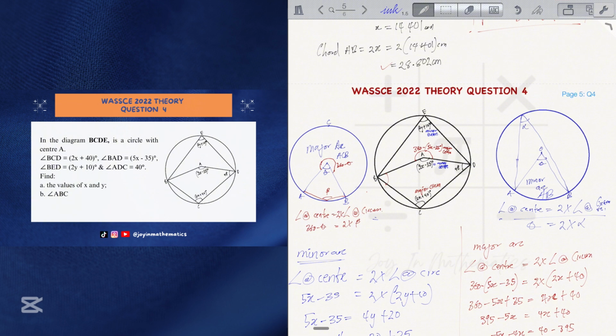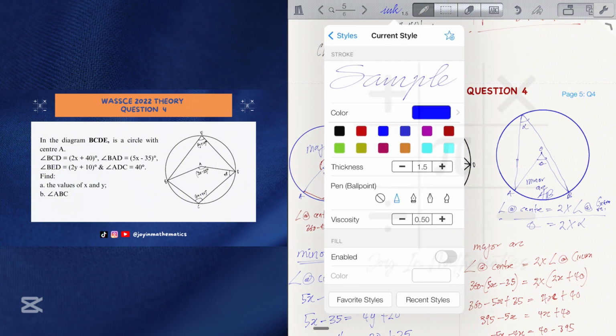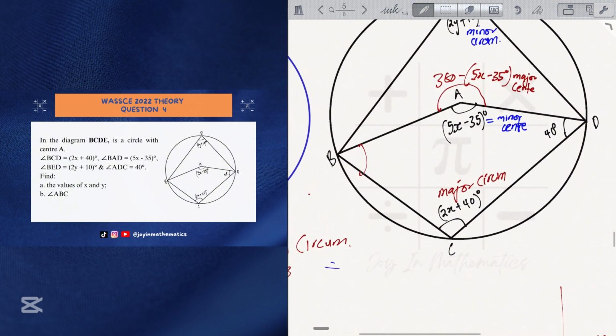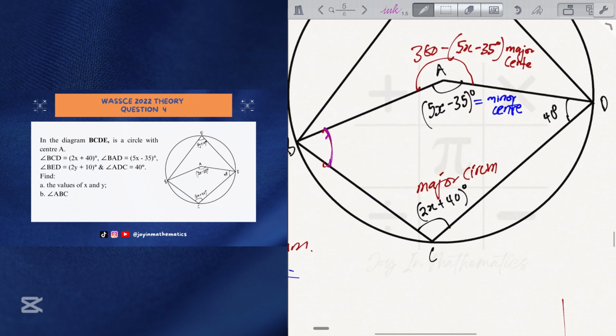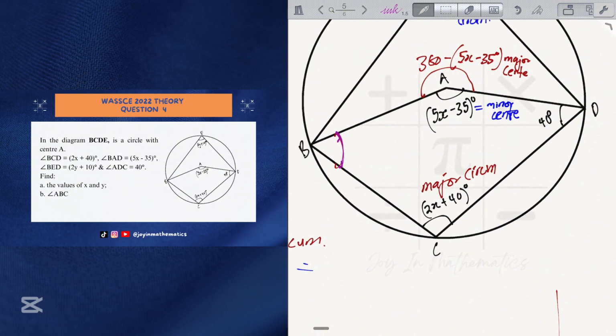Now let's move on to the second question, B. B says we should find the angle ABC. That means we are looking for this angle. So let's use another ink. So we are looking for this angle. How do we find this angle? If you look closely, to get this angle, we have to consider the quadrilateral A, B, C, and D. So if you consider this quadrilateral now, we will know that the sum of angles in a quadrilateral is equal to 360 degrees.